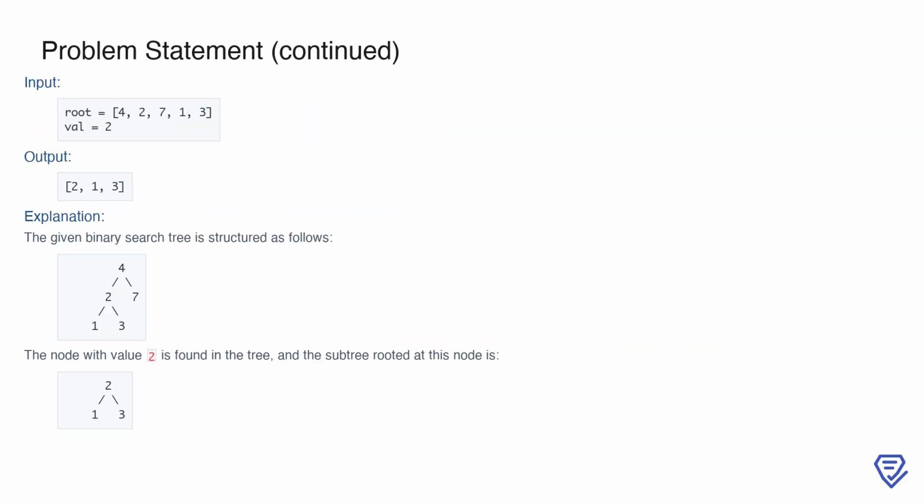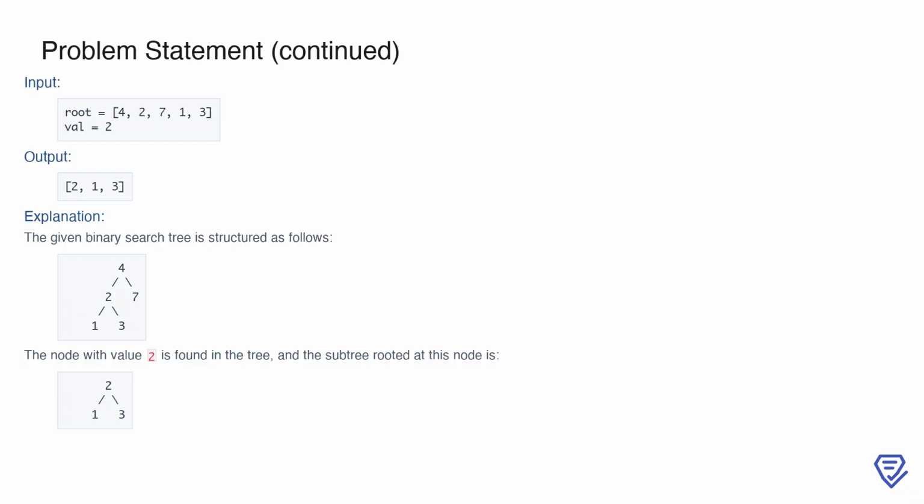To better understand the problem, let's look at an example. Here, the input root of the BST is represented as 4, 2, 7, 1, 3, and the target value val is 2. The structure of this BST is shown visually with 4 as the root node, having 2 as its left child and 7 as its right child. The left child of 2 is 1, and its right child is 3.